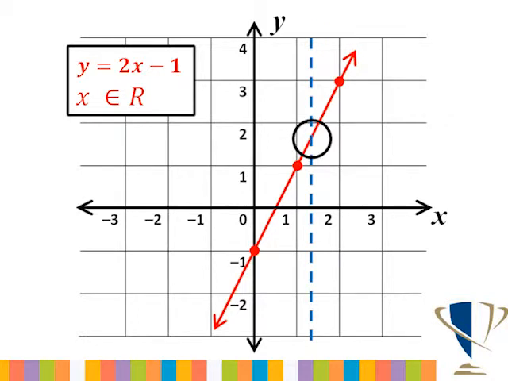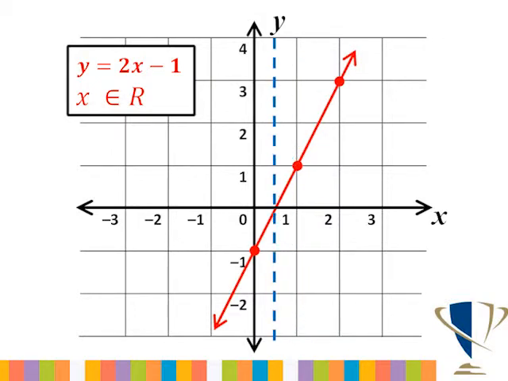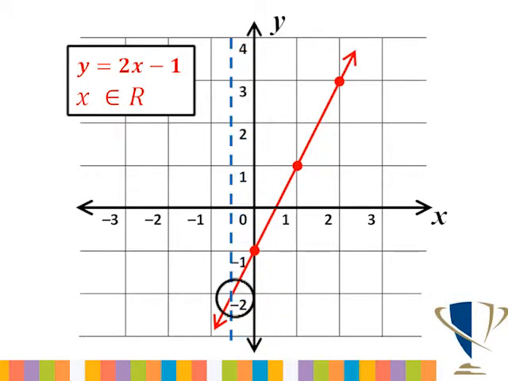At this point, we have one x value and its y value. If I keep moving the vertical line to different points, it still only cuts the graph once. This shows us that for every x value on the graph, there is only one y value, and so it is a function.